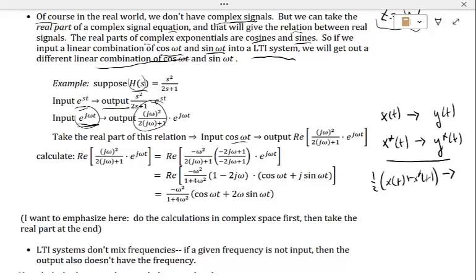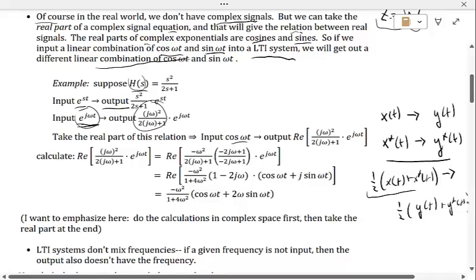Now, since it's a linear system, the output is going to be the average of y of t plus y star of t. Now, in fact, this is the real part of x. If you take a number and its complex conjugate, add them together and divide by 2, you get the real part. That's a very important relationship that you should know. The real part of any complex number is the number plus its complex conjugate divided by 2. Right? So this is telling me the real part of x is equal to the real part of y.